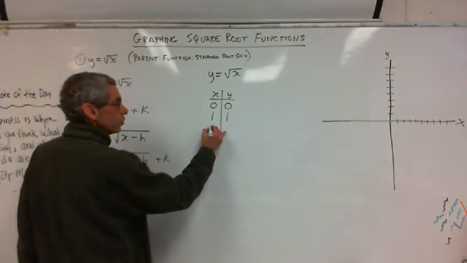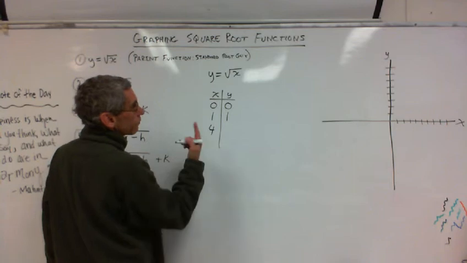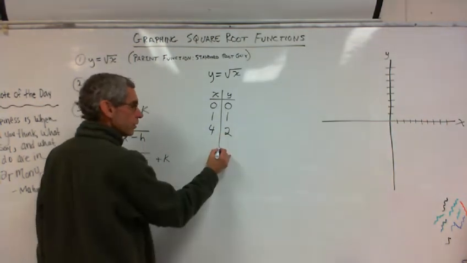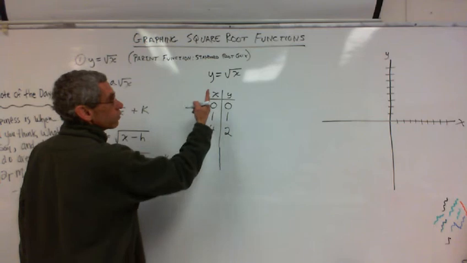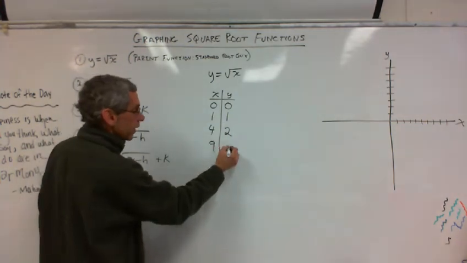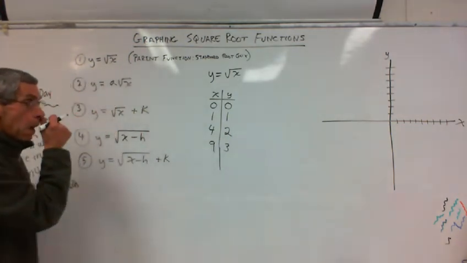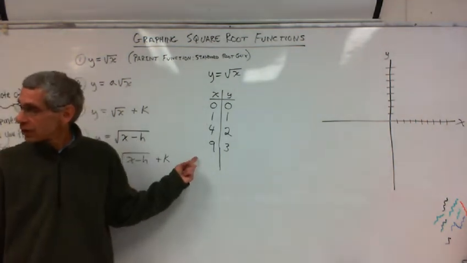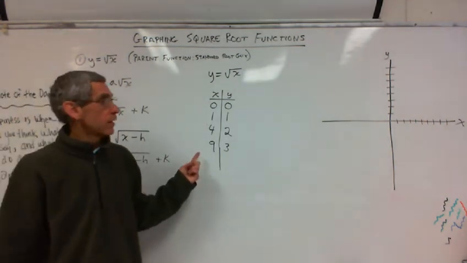4. So I'm going to choose 4, and what's the square root of 4? 2. All right, we'll do one more just so that we can graph it. What's the next one I would choose? 9. Square root of 9 is 3, right? Okay, so do you understand? You're choosing the easiest numbers to use to create this.